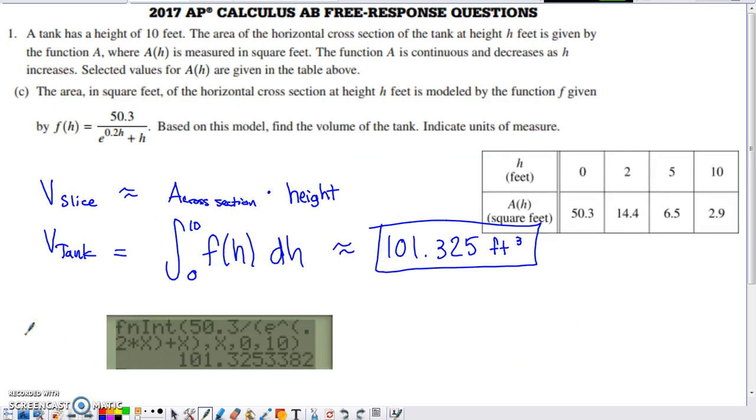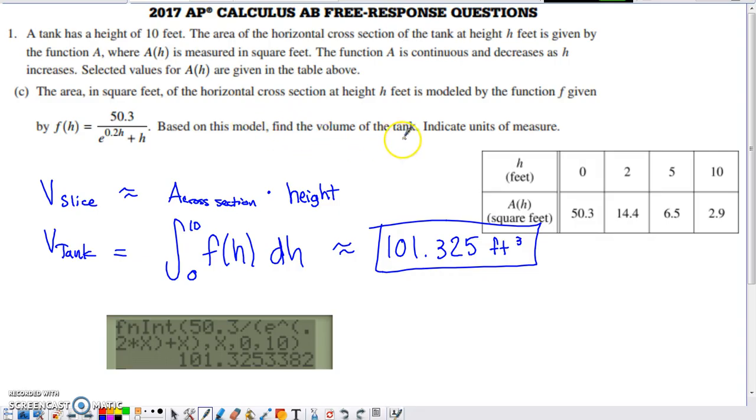Part C is a situation where they suggest a new way to model this function A of h. So the area in square feet of the horizontal cross sections at h feet is modeled by this function. So they've gone from the A of h values in the table to this new formula for the area of a cross section given by f of h. So h is still the independent variable, so the area of a cross section still depends on the height up the tank from which we take that cross section.